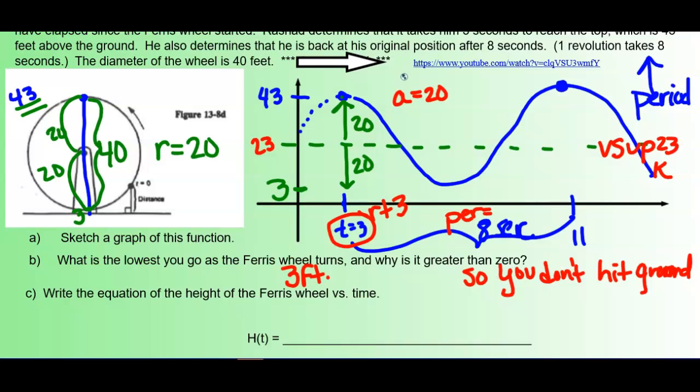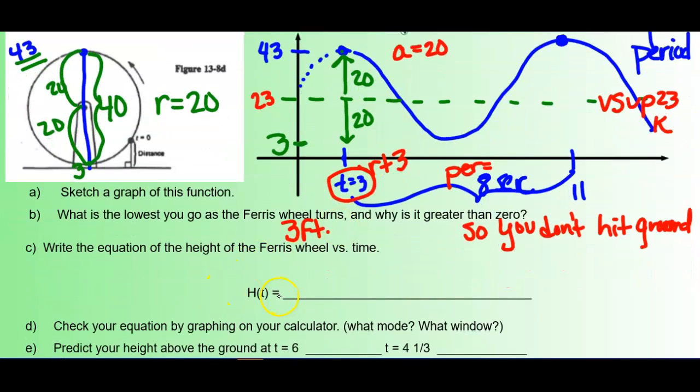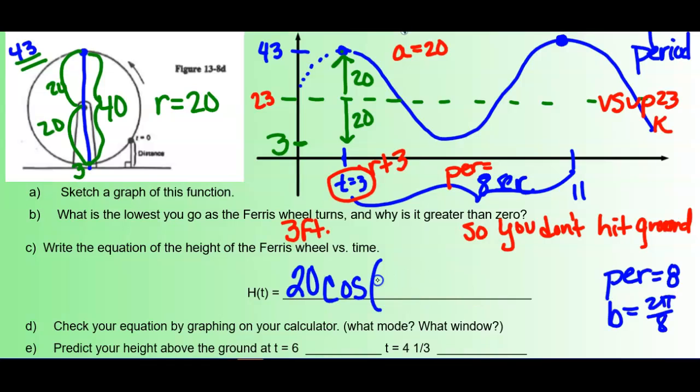So let's try this. The height is, we said the amplitude was 20. We're going to call it a cosine. We said the B value, we forgot to find the B. If the period is 8, then B is 2 pi over 8. I don't care if you write it as 2 pi over 8, I'm going to go ahead and reduce it to pi over 4. And we said we had to shift it to the right 3, which is minus. And then it is shifted up. The vertical shift of 23 goes on the back.